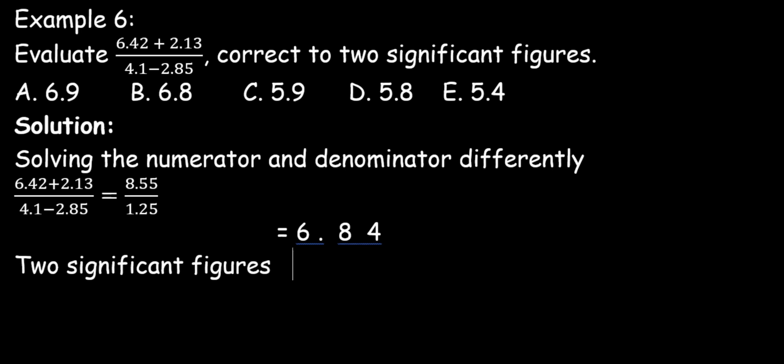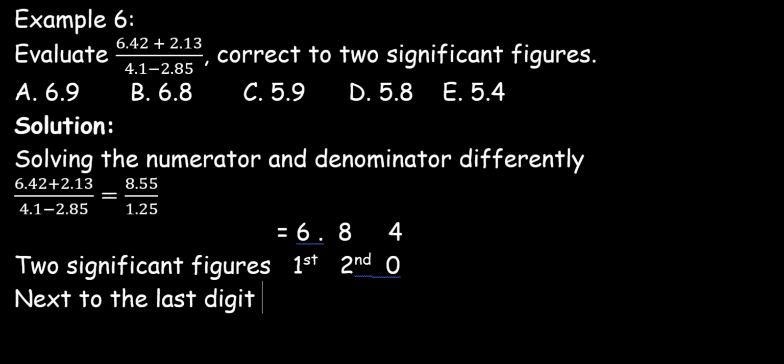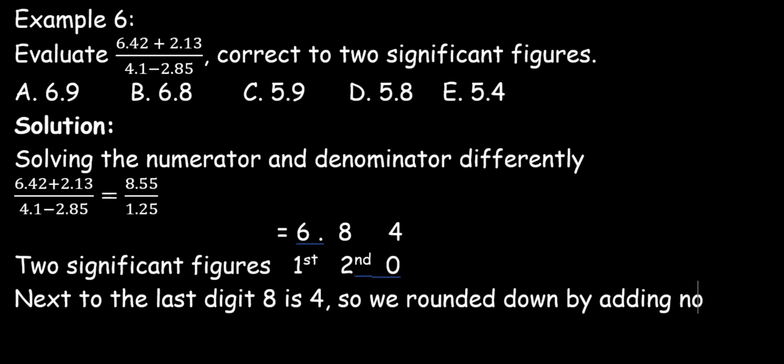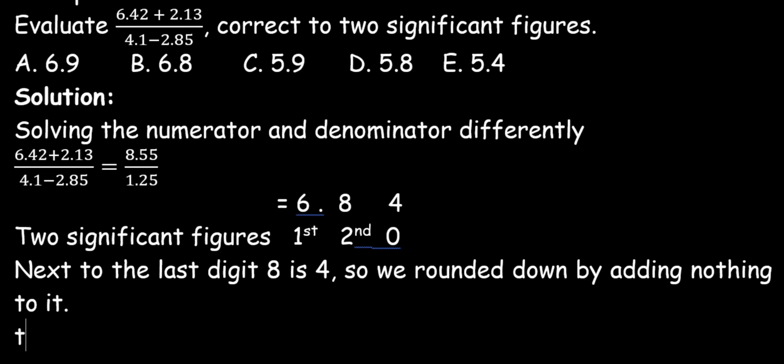You know, when we are dealing with significant figures, it is the first non-zero digit. So we write first under the 6, second under the 8, and since it's 2 significant figures, we can just put 0 under 4. Next to the last digit, 8, is 4. So we round down by adding nothing to it. Thus, 6.84 is approximately equal to 6.8 to 2 significant figures.